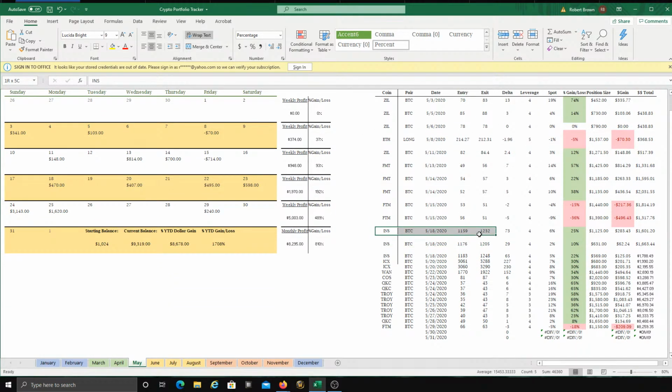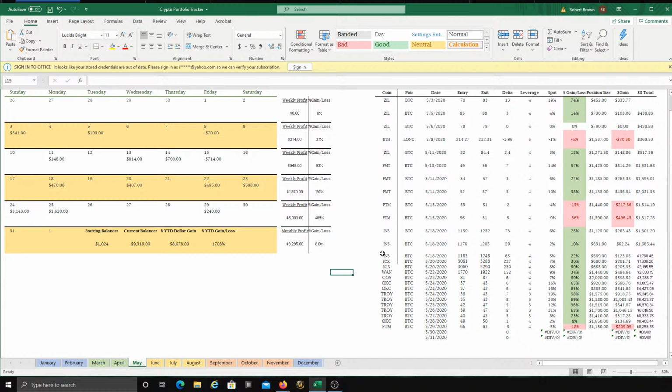Okay, so we took some scalps on INS. Good scalps on ICX and WAN. Got some good 30% moves there. And Cosintos is another 30%. So you can see my position sizes got smaller on those first few plays. As my portfolio grew, I was able to play more coins and branch out and diversify what coins I'm in a little bit more.